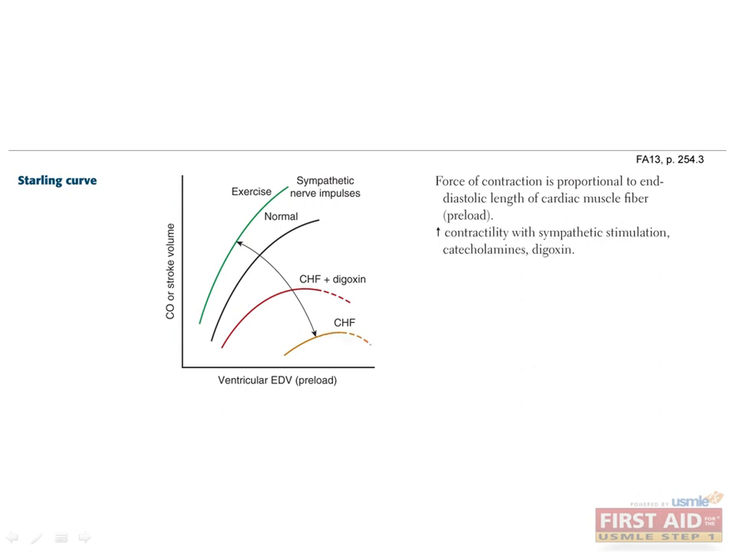As we talked about before, contractility increases with sympathetic stimulation, catecholamines, and digoxin. However, there is a point at which contractility begins to decrease in the Starling curve, and this correlates with an overstretching of the muscle fibers. Also, there is decreased contractility with loss of myocardium, beta blockers, and calcium channel blockers.